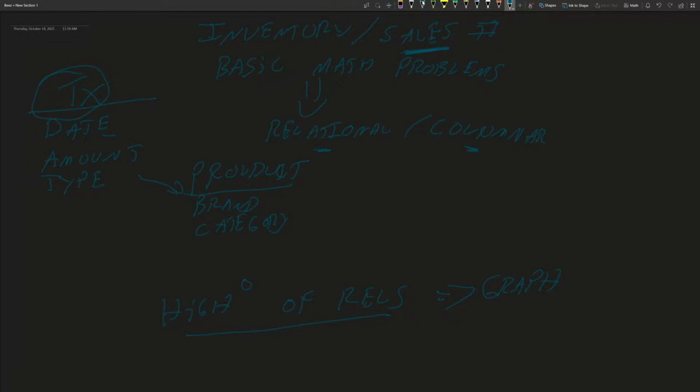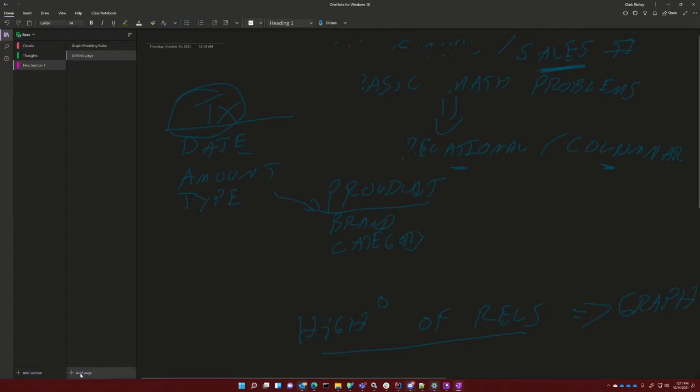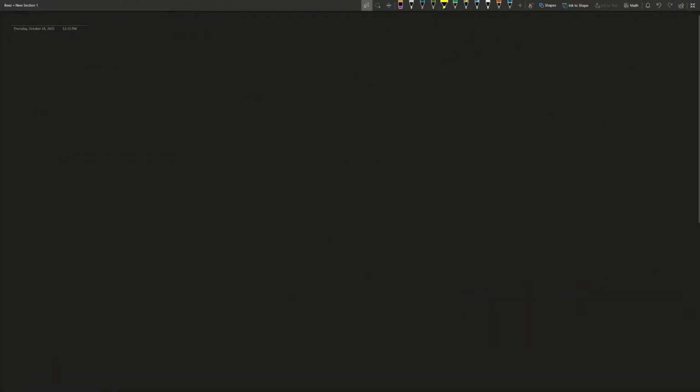So let's look at some other use cases that are going to be more conducive to graph. Let me see if I can, we'll just do a new page entirely. There we go. Alrighty. So let me get my pencil back. Awesome. So let's look at fraud for a moment.